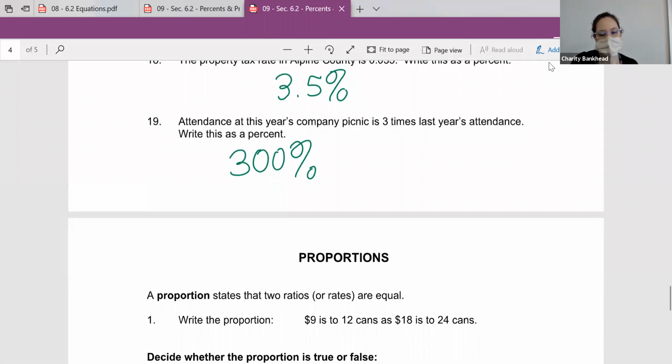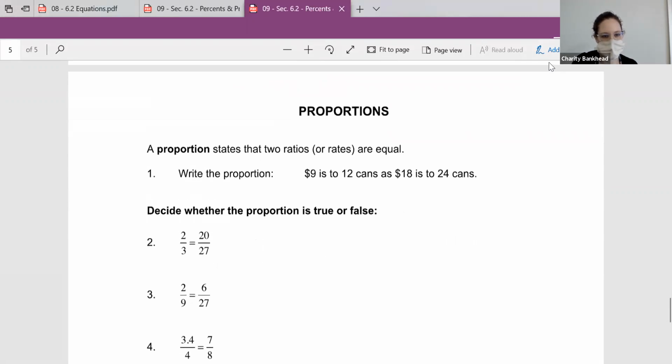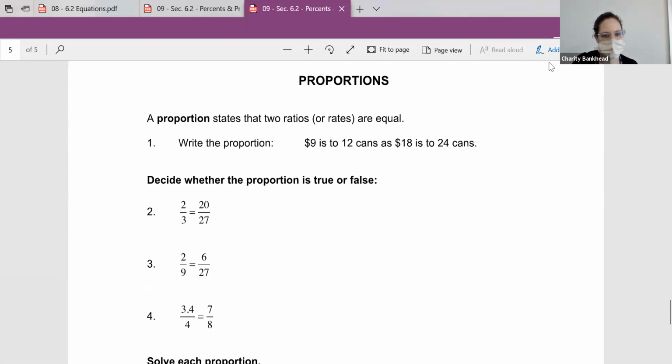All right. Next, we're going to talk about proportions. A proportion states that 2 ratios or rates are equal. So $9 is to 12 cans as $18 is to 24 cans. If you wrote that as a proportion, you would write 9 over 12 equals 18 over 24.